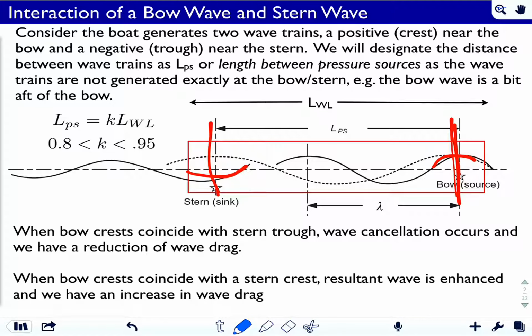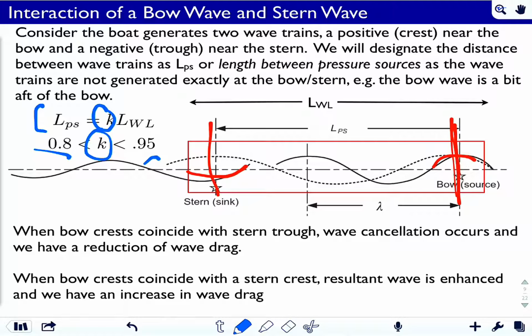So that's this K here. K tells us we have LPS, the distance between pressure sources. Again, a nomenclature I had not seen before, but that's what your book uses. The distance between pressure sources is equal to K times LWL. So if it's equal to 1, we consider these waves are generated exactly at the bow and stern. If it's less than 1, they're generated somewhat after the bow and forward of the stern. So 0.8 would represent a lower prismatic boat, and 0.95 a fuller boat like the tanker I drew in the previous drawing. So these are where we assume these waves to be generated.